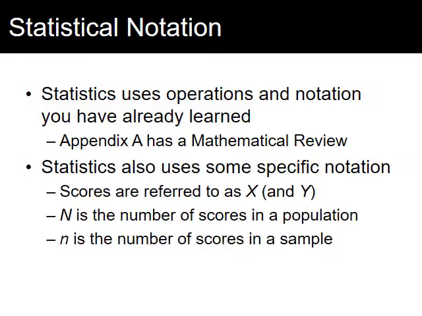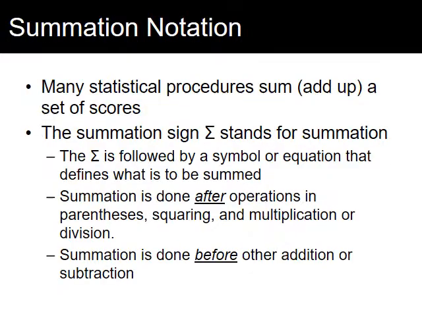Statistics also uses some specific notation, so scores are sometimes referred to as X and Y. Whether a letter is capped or not matters. So capital N is the number of scores in a population. Small n is the number of scores in a sample. Many statistical procedures sum or add up a set of scores. So the summation sign is used quite frequently. You'll see that popping up in formulas here and there.